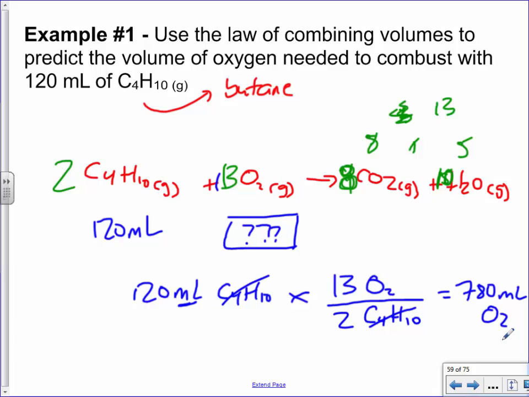I like to think of it as a recipe. Kind of like when you make cookies, you need 1 part flour, 2 parts sugar, 3 parts eggs, something like that. I mean, that's not how cookies get made, obviously. But for every 2 of these, you need 13 of these. So if you have 120 milliliters of this stuff, you're going to need a lot more volume of oxygen to make it work. Does that make sense? In a way, to go from 2 to 13 is like multiplying by 6.5. Well, 13 divided by 2, what I'm doing right here, is essentially multiplying by 6.5.